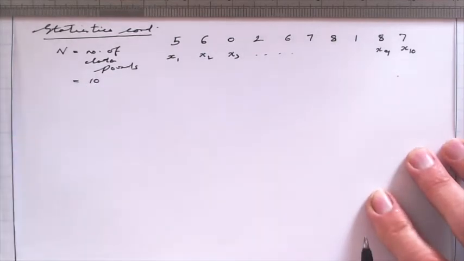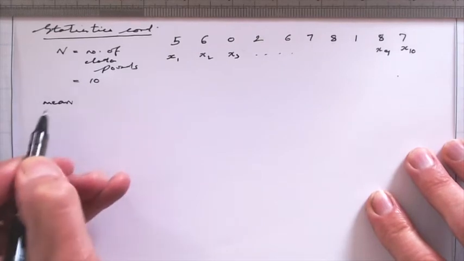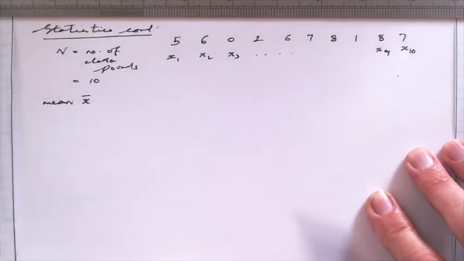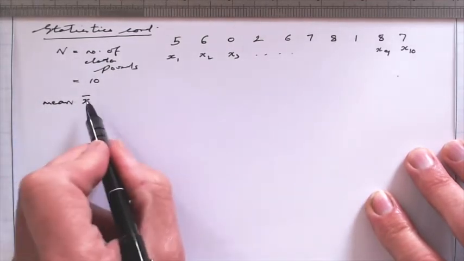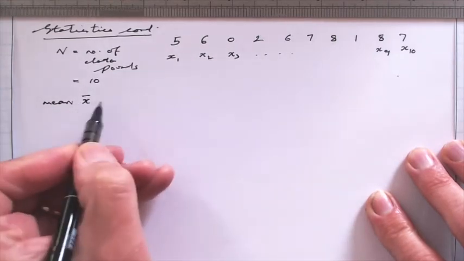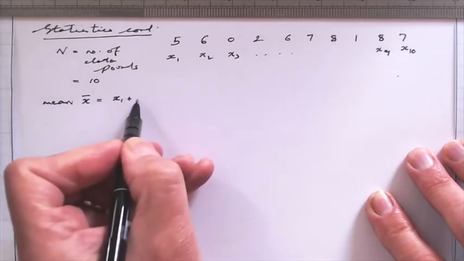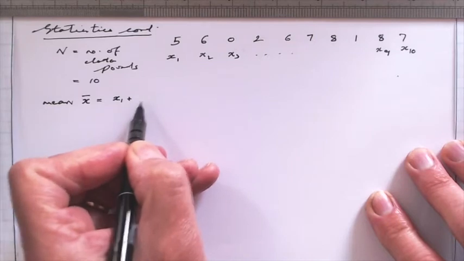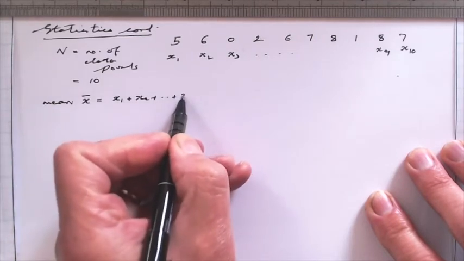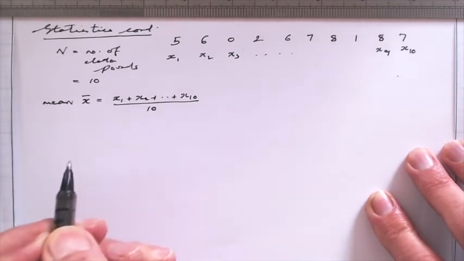Now, when we calculate the mean, which, using this symbol x for the data points, we denote x bar, we pronounce that x bar for the mean. That is going to be the sum of our data. We're just going to add them all together, x1 plus x2 plus x3 all the way up to x10, divided by the number of points, 10.